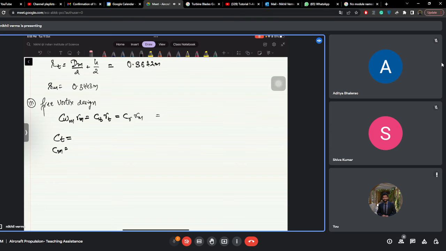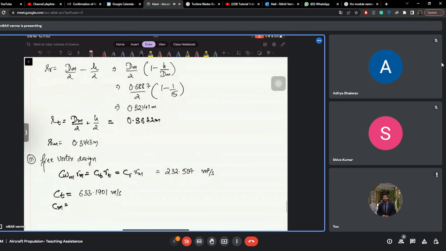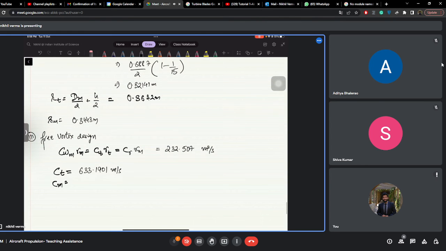This should be equal to 232.507. This is our meter square per second. Okay, the unit should be this. So the answer divided by 0.3672 comes out to be 633.1901 meters per second, divided by 0.32141. So this is 723.398 meters per second. Okay, this should be R, right?